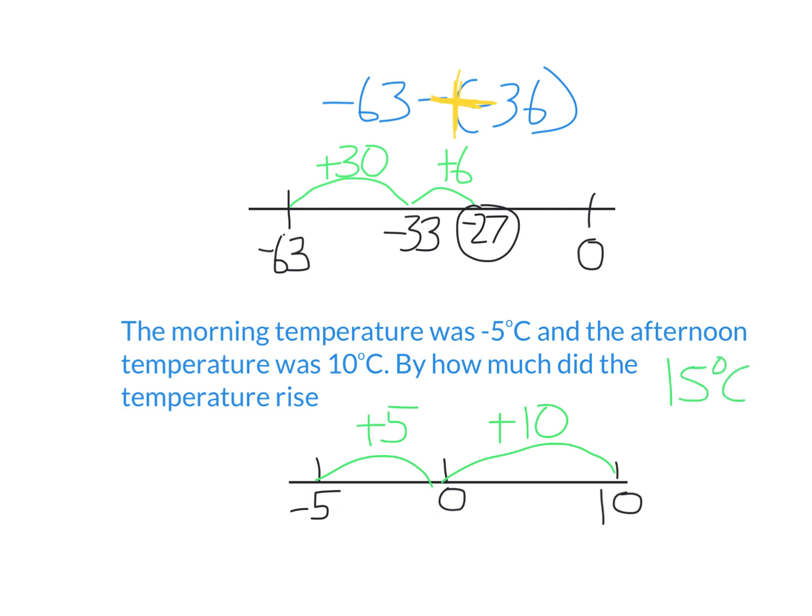Another way you can think of this is it's 10 subtract negative 5. So we're just doing higher number minus smaller number. And of course, when you have two negatives next to each other, you make it a plus, and 10 plus 5 you would know is 15 degrees. So that's the answer.